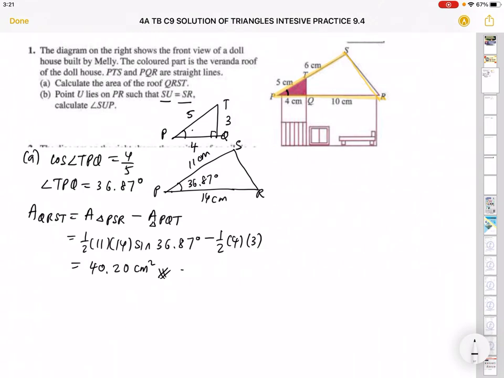Now for part B, you're supposed to find angle SUP, given that SU equals SR. Now look at the diagram. SU equals SR, and U lies on PR. So U should be somewhere here, such that these two are equal in length. And we have to find this angle here.